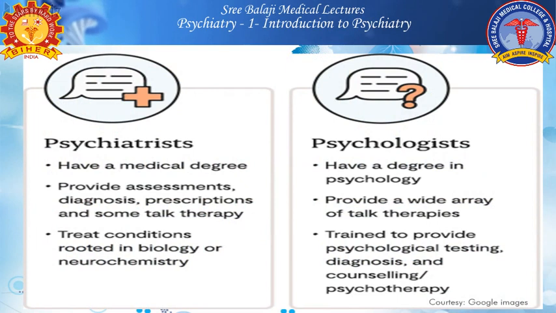and he is trained to interpret them. He is also trained in psychotherapy, whereas a psychologist studies the mind. He gets a degree in psychology, either BA or BSc in psychology, MSc in psychology, and may get a PhD. As they are not doctors, they cannot prescribe medications or order lab investigations. They are trained in talk therapies, psychological testing, diagnosis, counseling, and psychotherapy.